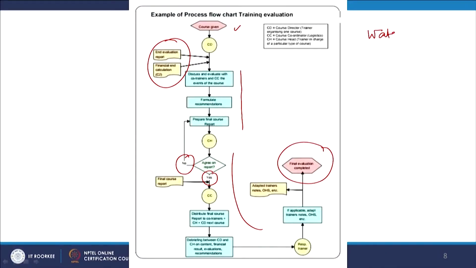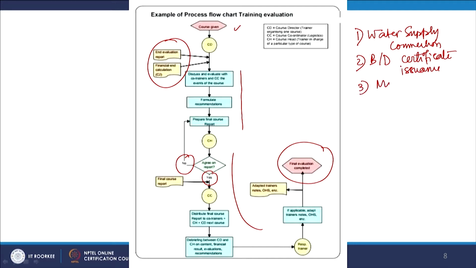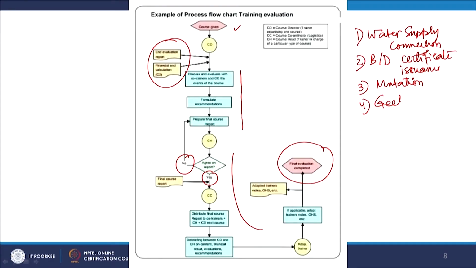For example, there could be a process flow chart for sanctioning water supply connection. There could be a process for birth and death certificate issuance. There could be a process for mutation. I hope you know the meaning of mutation. Mutation is basically the process by which the name of the owner of a particular plot is changed in the register of the municipality. That process is called mutation. Then there could be a process of getting a trade license.